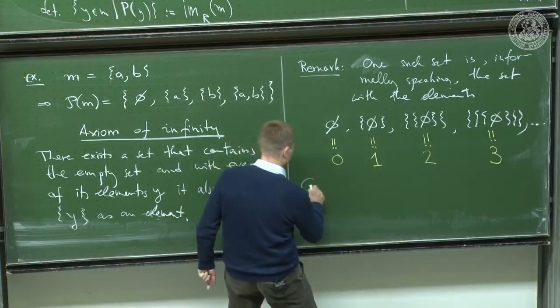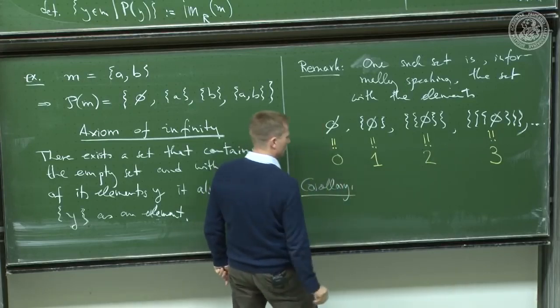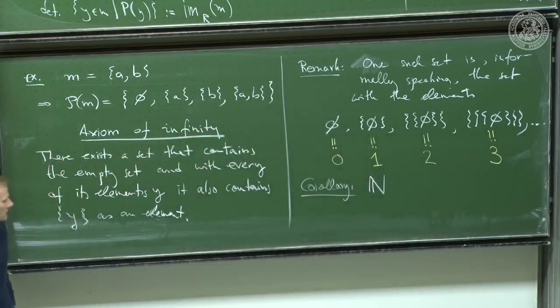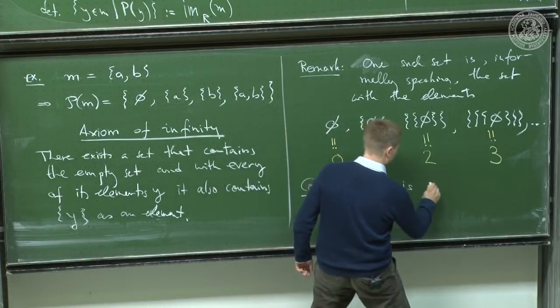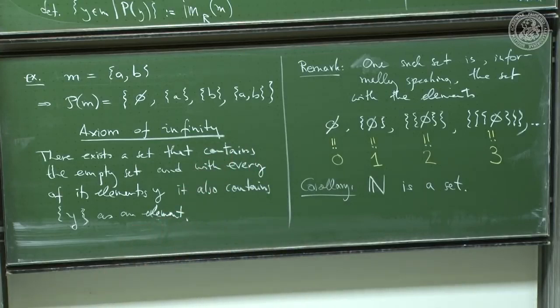So, corollary: the set of non-negative integers is a set according to axiomatic set theory. If we didn't have the axiom of infinity, you simply could not prove that the natural numbers, or the non-negative integers, constitute a set. So you need this axiom to get this thing running.